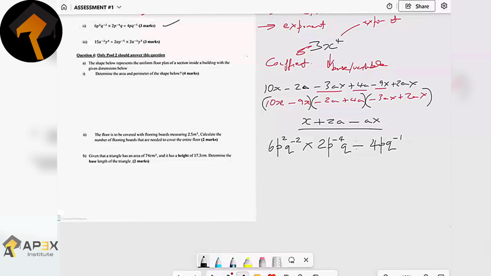First, I'm going to take out the numbers. I'm going to say 6 multiplied by 2 divided by 4, and place that into a bracket like that, guys. Then I'm going to extrapolate the p's. The first p is going to be p to the 2, and it's being multiplied by the second p, which is p to the negative 4. And then it's not going to be multiplied, it's going to be divided by the third p, and that's going to be p. And remember that there's a power here. You don't see it, but it's understood to be a 1.